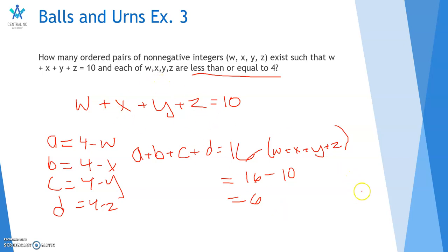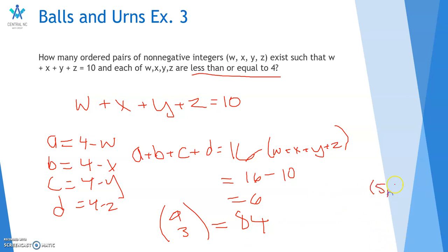So let's first find the number of solutions to this Diophantine equation. And there's 6 balls and 3 dividers. So that's 9 choose 3, which I'll actually calculate out for you this time, 84. And now we can see to find the extraneous solutions, because if one of these variables, I'm just going to fix a as an example. If a is equal to 5, then w must be equal to negative 1. And if a is equal to 6, then w must be equal to negative 2. And we can't have negative solutions. So you have to remove those cases.